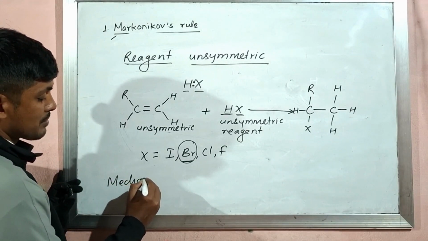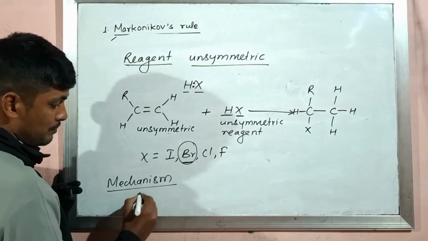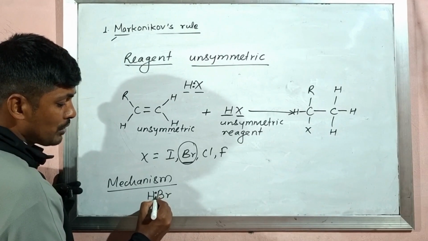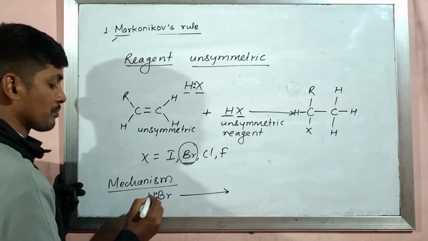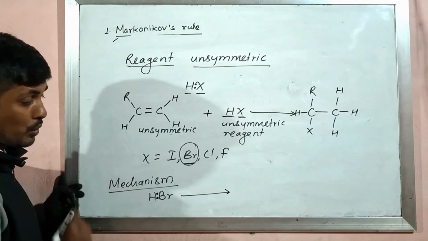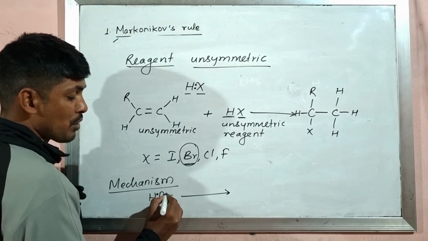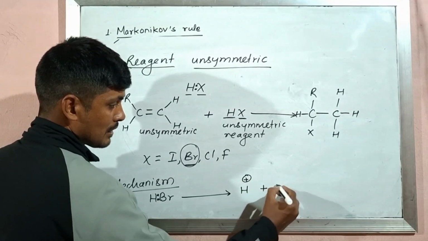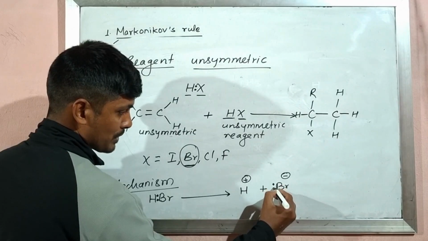If we talk about its mechanism, then first of all, take this hydrogen halide, let us take hydrogen bromide. In this hydrogen bromide, there is a bond between hydrogen and bromine. This hydrogen and bromine have a pair of electrons for the bond. Now this pair of electrons shifts towards the bromine. Due to that, hydrogen develops a positive charge and bromine develops a negative charge as the electrons move towards the bromine.